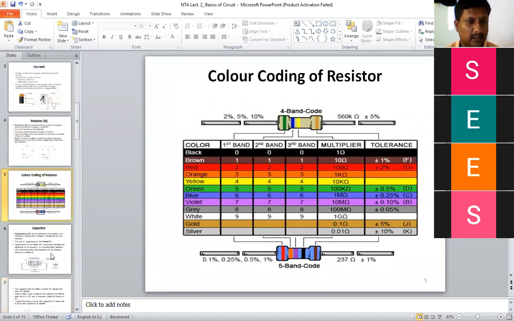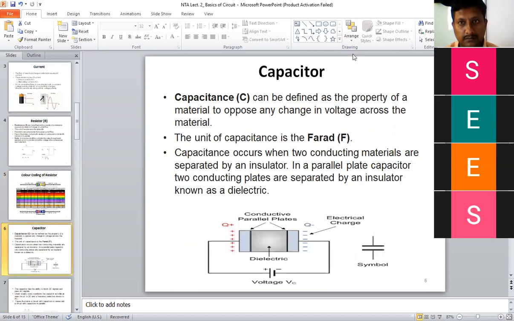Now next one, the capacitor. So the capacitor is again a passive element, but when the charged capacitor we can use, that can be used to give the energy. But an uncharged capacitor plays like a passive element. It always takes the energy. Once it is charged, it will act as a source. It will deliver the energy.